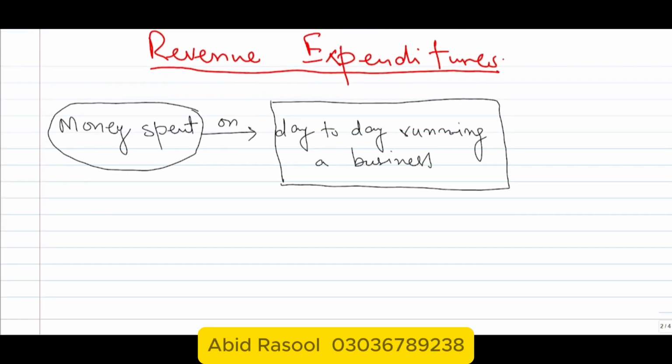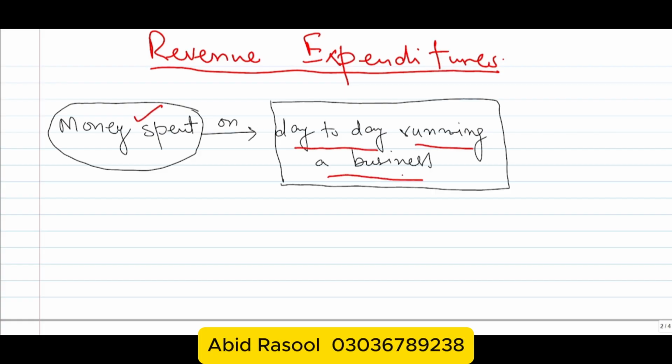Now we move to revenue expenditures. Revenue expenditure is the money spent on the day to day running of a business. It means the routine expenses of a business are revenue expenditure. For example, we have bought a truck, that became capital expenditure. But now we need fuel to run the truck. Whenever we fuel up our truck, this will become revenue expenditure. Whenever there is repairing of that truck, it will be revenue expenditure.